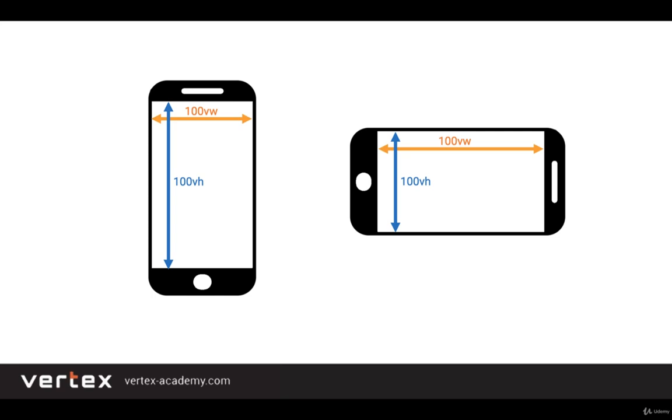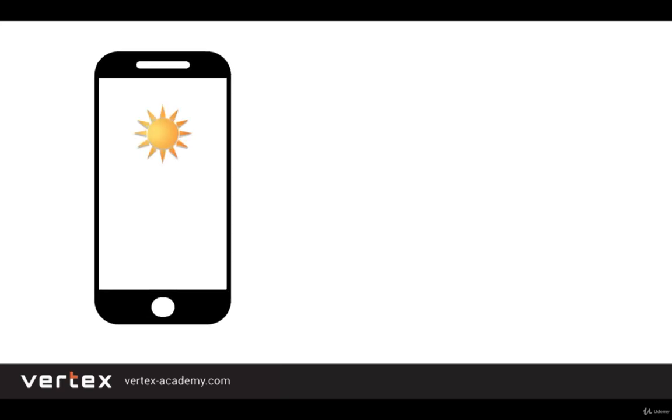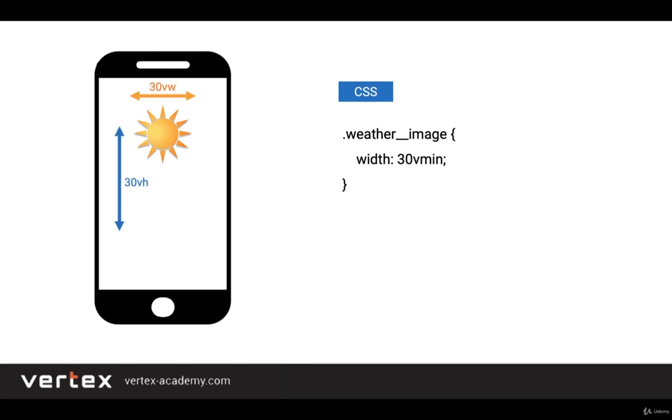So for some element, we need to set the lowest value of these two values. We can do it by using the relative unit of measurement called vmin. In our case, we're going to set width 30 vmin. Then the browser will measure the width and height of the viewport. After that, the browser will select the lowest value. In this example, the lowest value is the width. And then the browser will apply 30 VW for the width of the element.